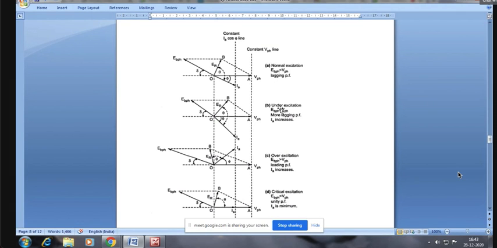When you change the excitation, the induced EMF goes less than the applied voltage, and then the resultant EMF also changes. Since the resultant EMF changes, the stator current also changes, because stator current depends on the resultant EMF. And since the stator current changes, in order to keep stator current into cos phi constant, because the load is constant, cos phi will also change.